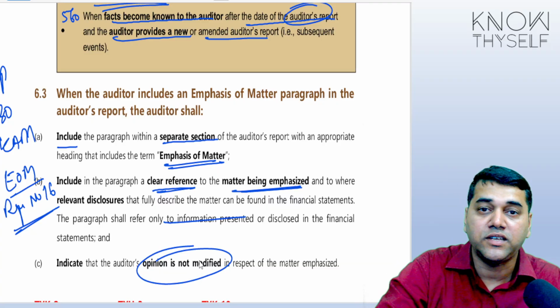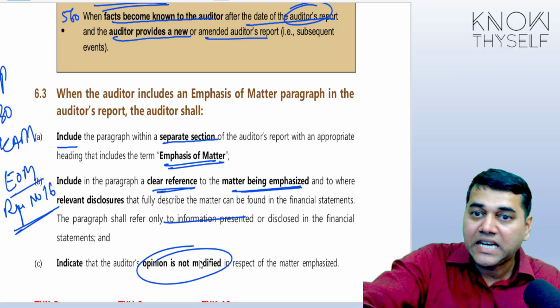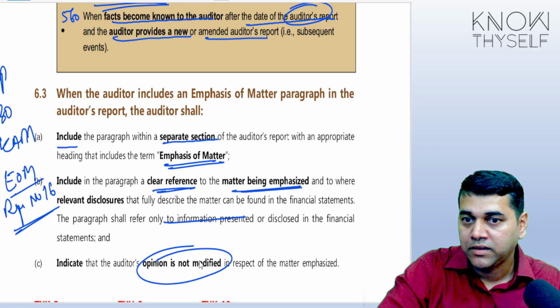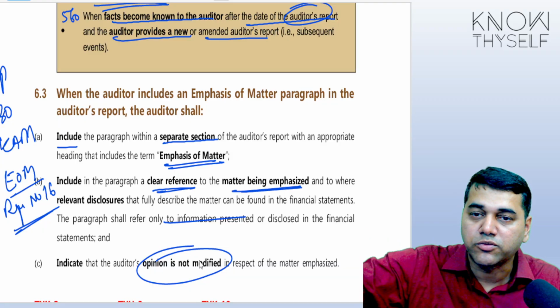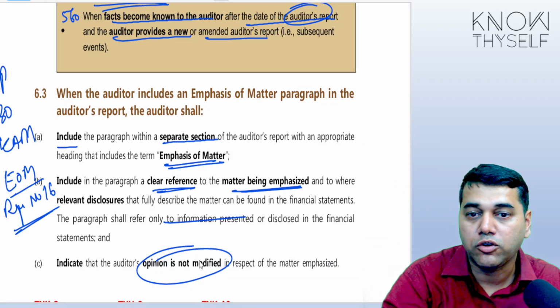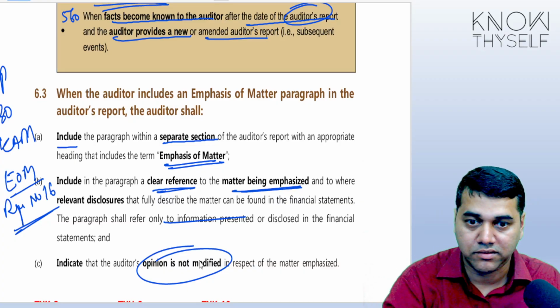So when we are emphasizing, I'm not making any bad remarks. Please understand. When I'm telling you something about your kid, whether that kid was smoking or not, it's not a bad remark on the kid. I'm just telling you, please take care.